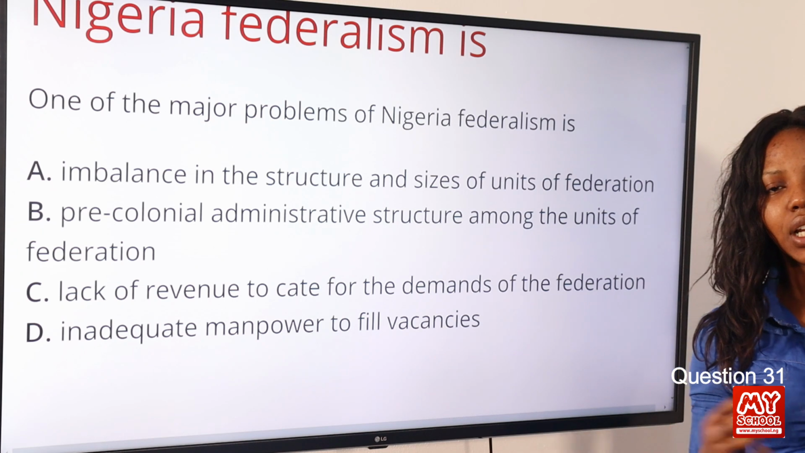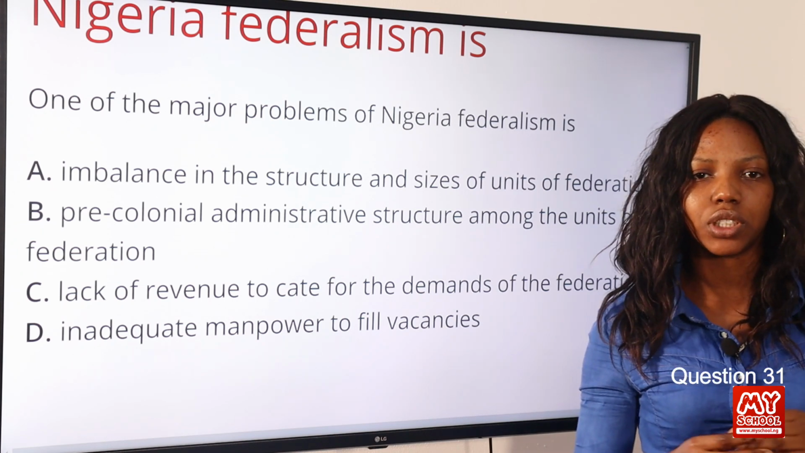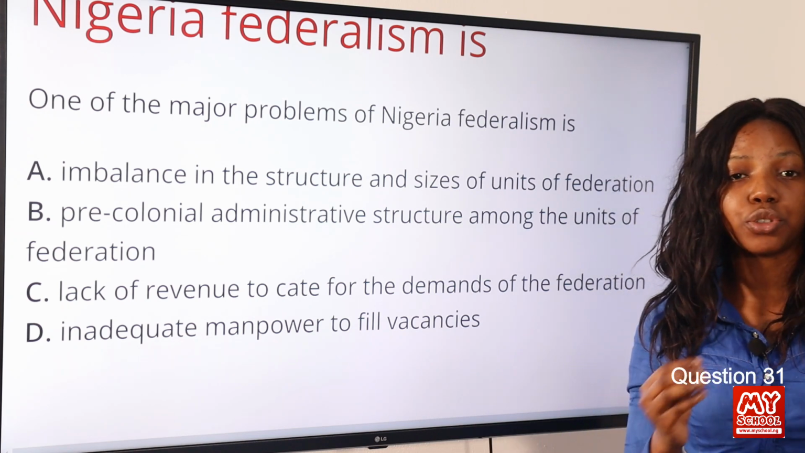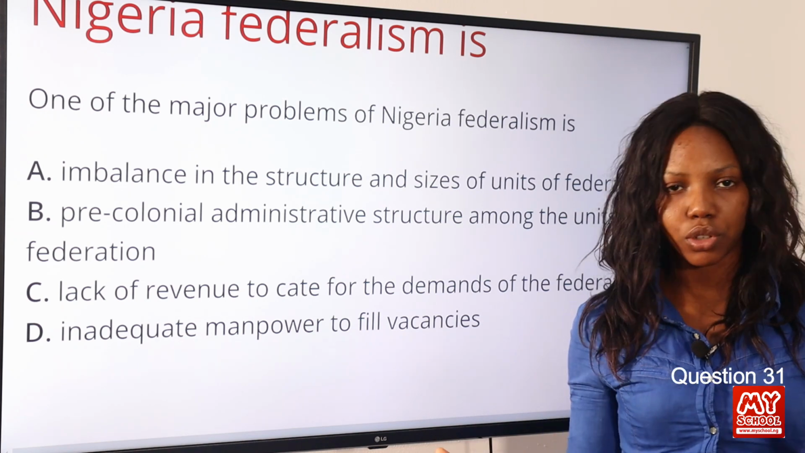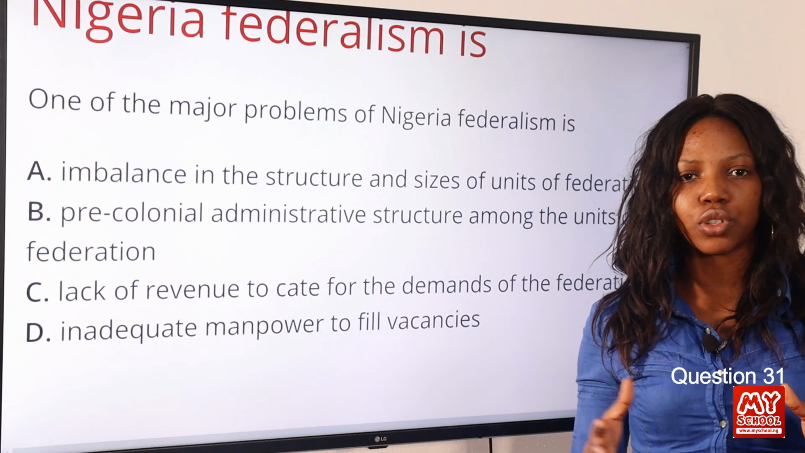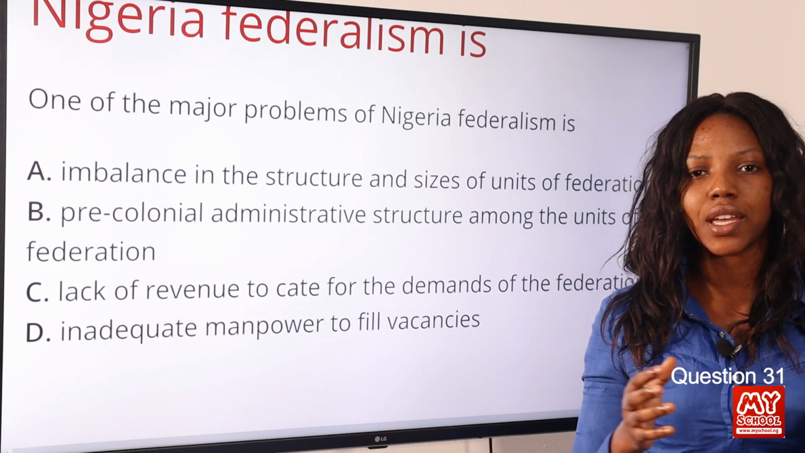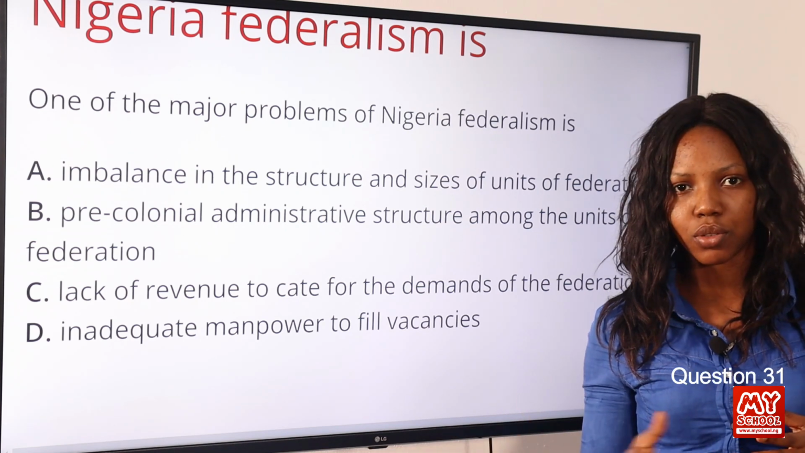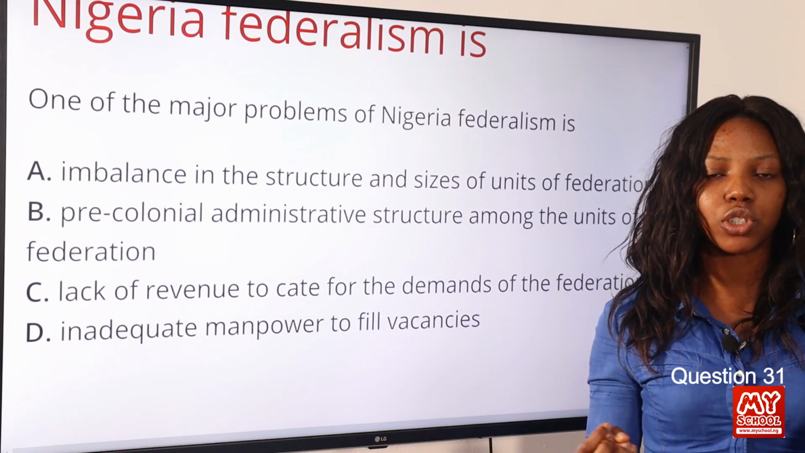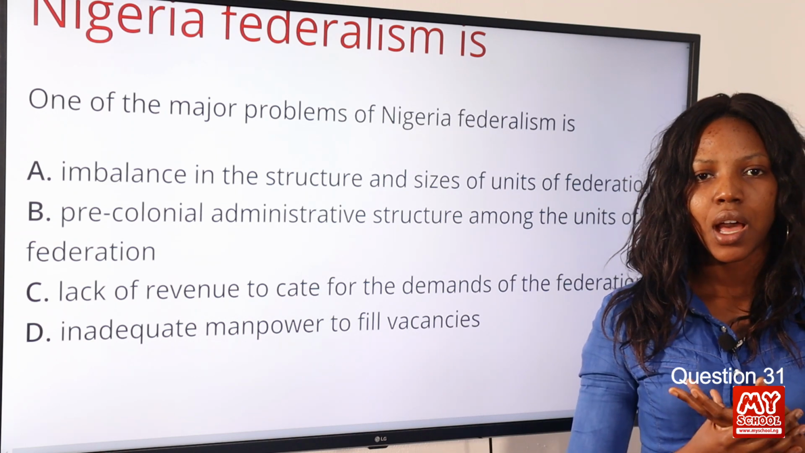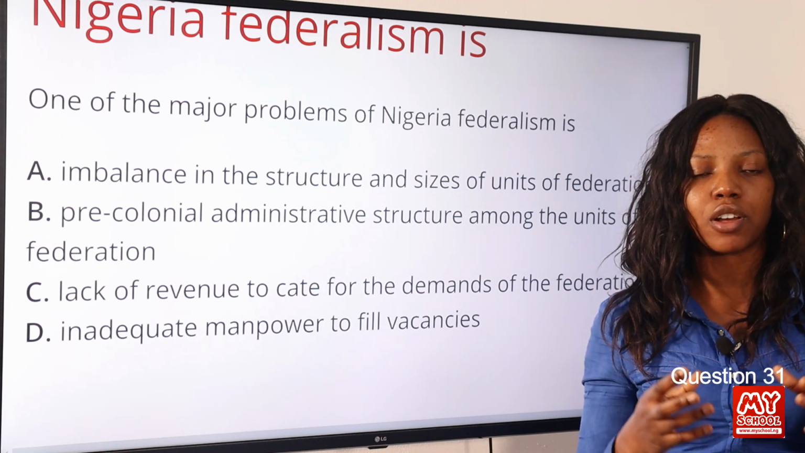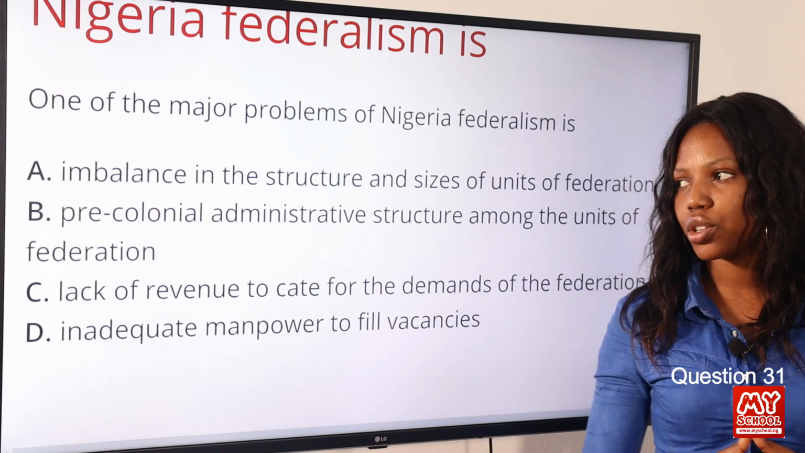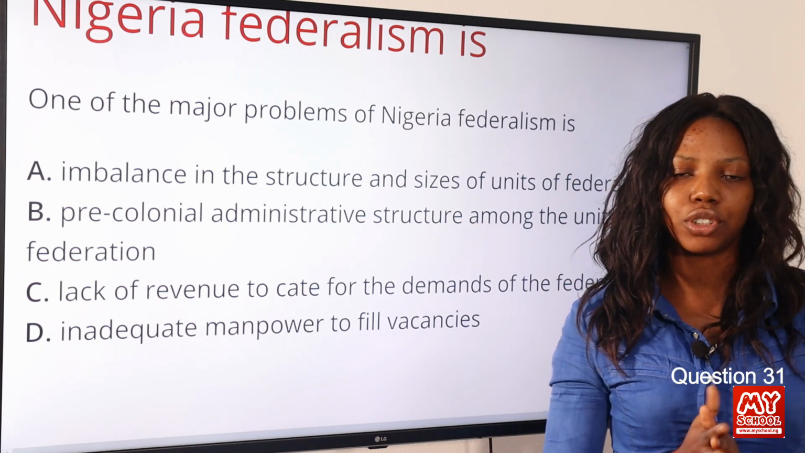So if there's an imbalance in the structure and sizes of units in the federation, it could result in revenue issues as regards revenue allocation. Okay, so we see each of the units or each of the states will come up with reasons why their state should have more revenue than the other states, because there's an imbalance. The structure and sizes are not the same, and so there's a general problem when it comes to accepting the revenue sharing formula. Okay, so option A is the correct answer to this question.